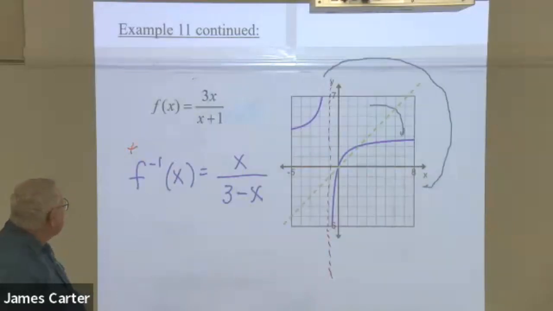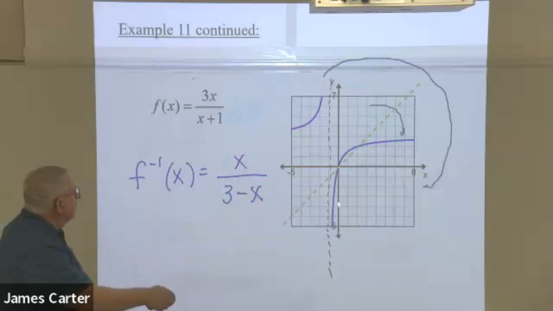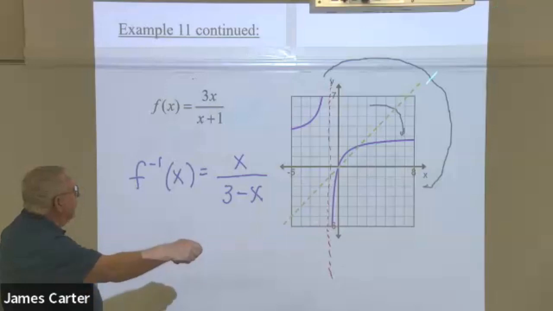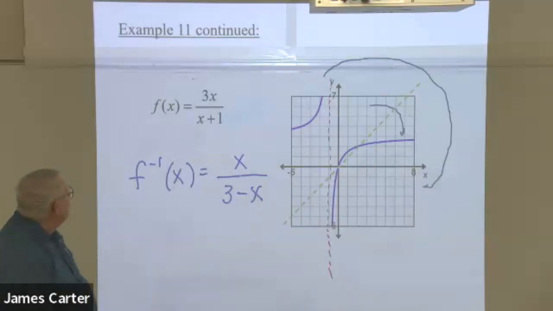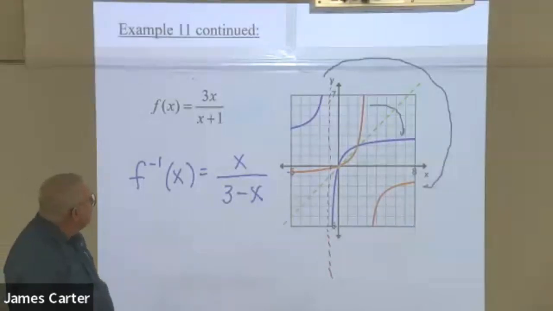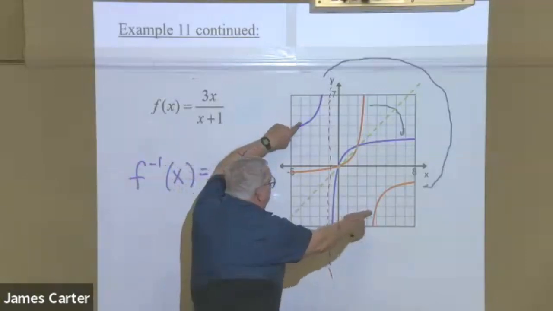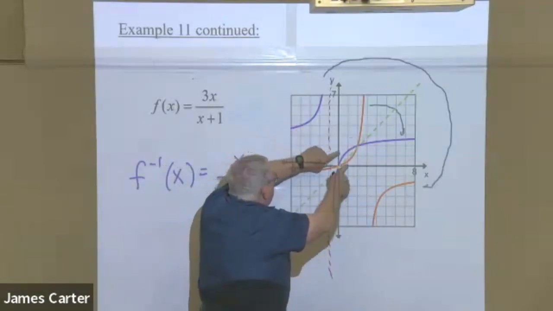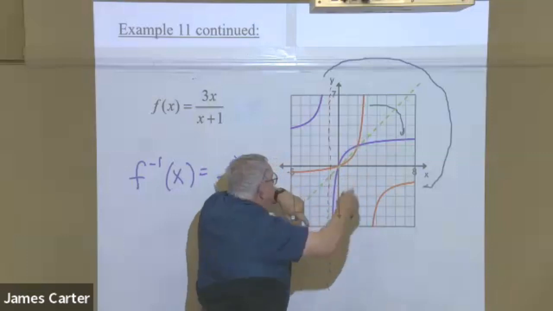Now, let's see what this thing looks like. Let's graph it. Okay, here is the inverse, here is the original. The blue is the original. I've already drawn in my asymptote, my reflection line. If I do XY on this to graph it, it would look like that. These two are reflections of each other across that, and these two are reflections across that.